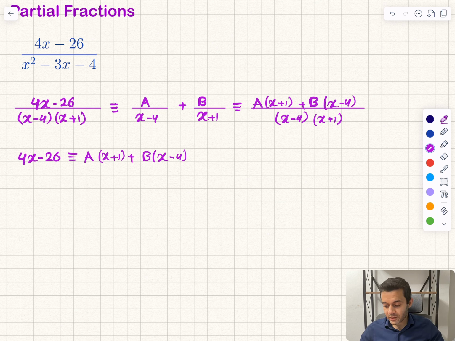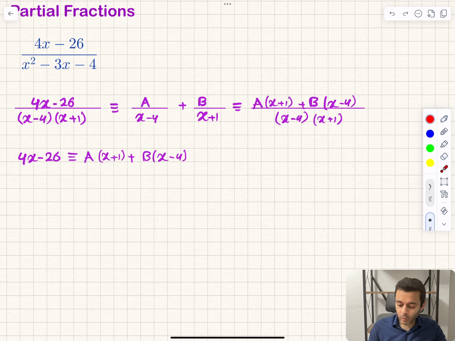Of course, later when you become expert and do more questions in partial fractions, you can skip writing this fraction. Because we always know that when we make the denominators equal and multiply a by x plus 1 and b by this, you can write the numerators only, because the denominator is anyway equal and they will cancel.